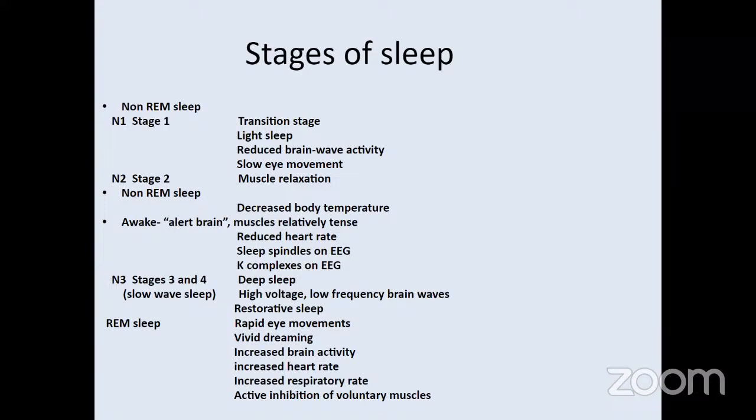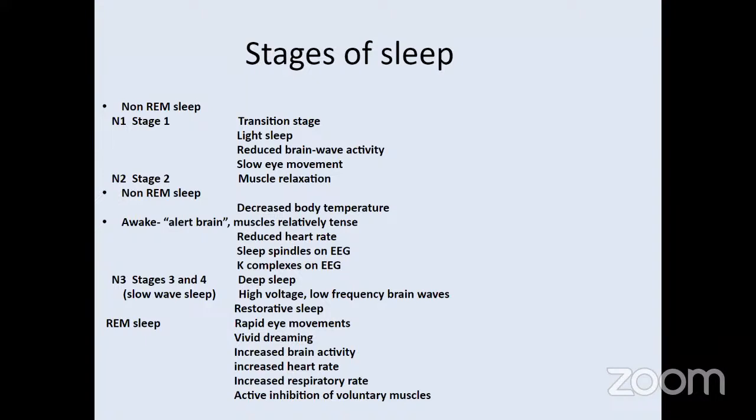Non-REM sleep passes through many stages. There is stage 1 and stage 2. Stage 1 is the transition stage between wakefulness and sleepiness, so it's a light sleep. There is reduced brain wave activity in this stage, and there is slow eye movement. In stage 2, there is muscle relaxation.